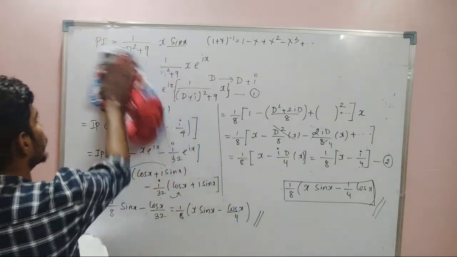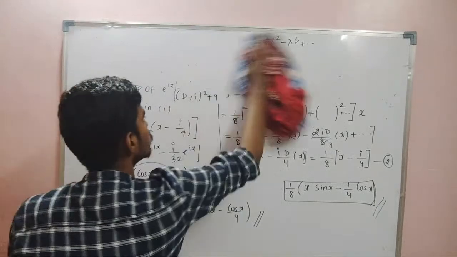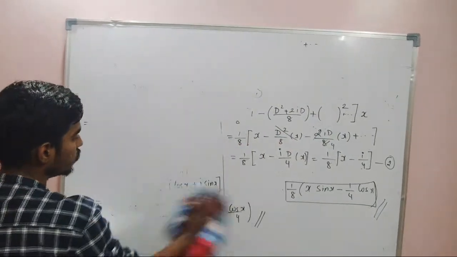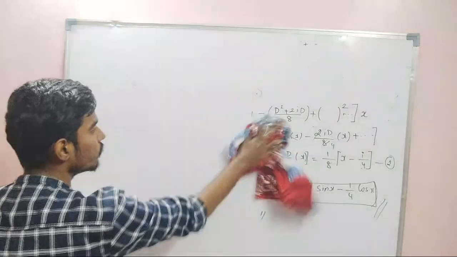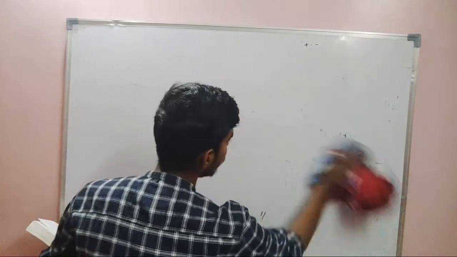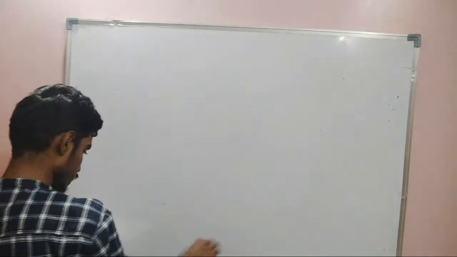So we move on to the second problem. For finding the particular integral, you can either use a formula, or you can use the real part or imaginary part, depending on sin ax or cos ax. So we will move to the second problem now.